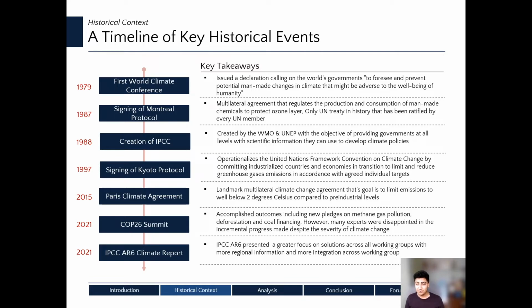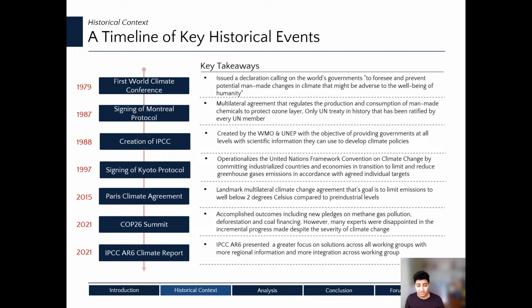And so since this Paris Climate Change Agreement, there's been significantly increased talks on reducing the impacts that climate change can have. And most recently, we saw the COP26 summit, which accomplished certain things like methane gas pollution reduction, deforestation, and preventing even coal financing. However, many experts were disappointed with the outcome of the COP26 summit in Glasgow and think that there needs to be even further progress on climate change.